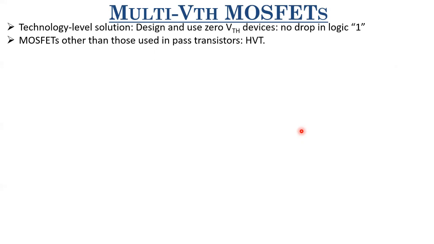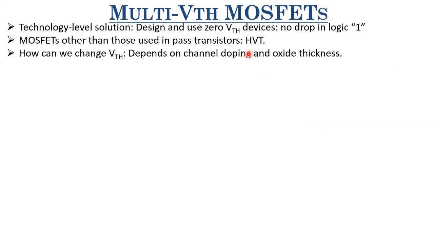So other than pass transistors, what they proposed was, let us use a transistor which is having a zero threshold voltage for the pass transistor, and for all the other circuits, let us use nominal transistors which are having a high threshold voltage. I call it HVT, high threshold voltage. VT is your threshold voltage. So other than the pass transistor which is having a zero threshold voltage, let us use high threshold voltage transistors for all other devices.